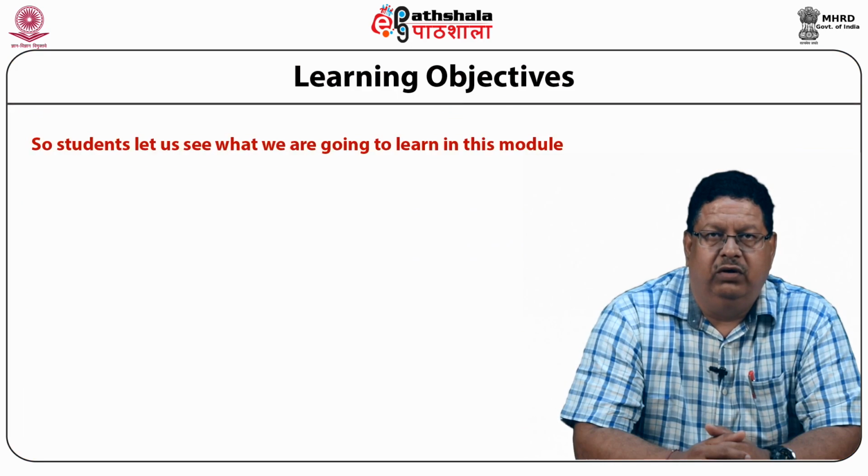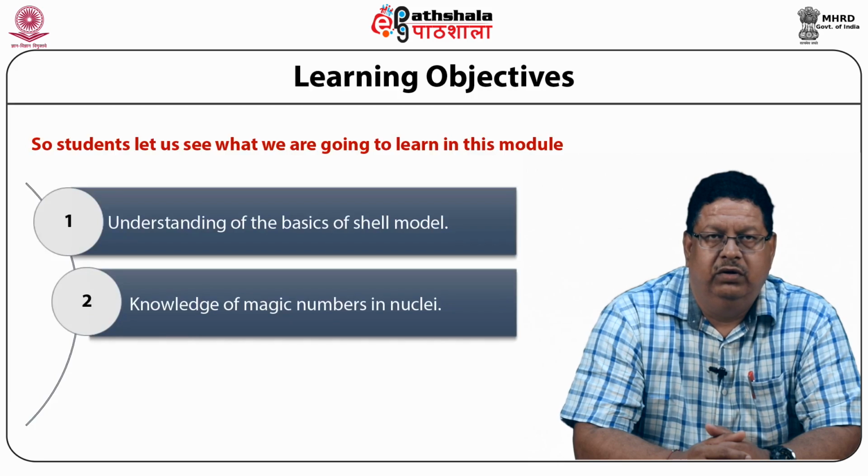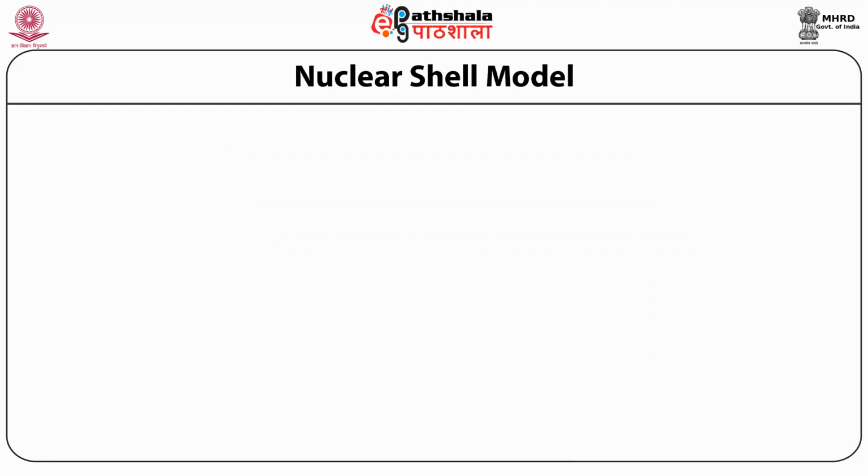Today we are going to discuss the module Nuclear Models Part 5 from the paper Nuclear and Particle Physics. After studying this module, you will be able to understand: number 1, the basics of the shell model; number 2, knowledge of magic numbers in nuclei; and number 3, the finer details of the shell structure in nuclei.